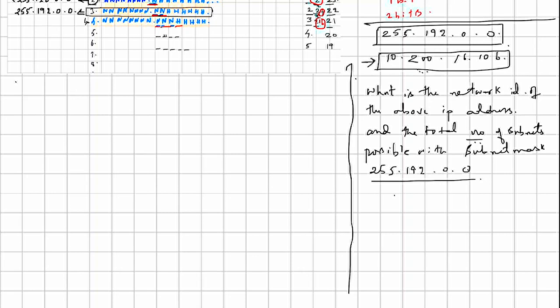So in 192, how many bits are there? There are 2 network bits. So if we convert this into binary format, 255 is nothing but all ones, and 192 is 11000000. So the remaining are all zeros.